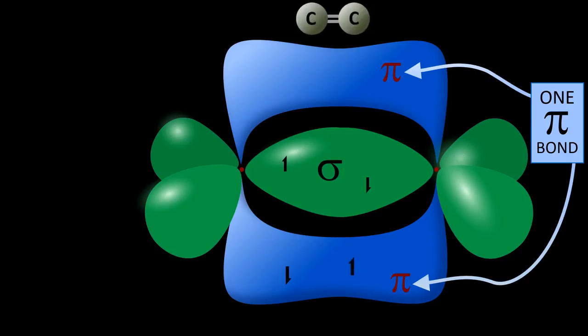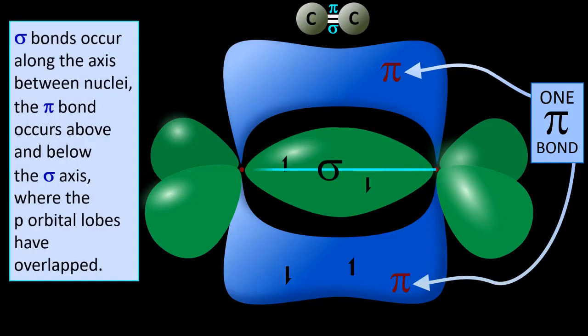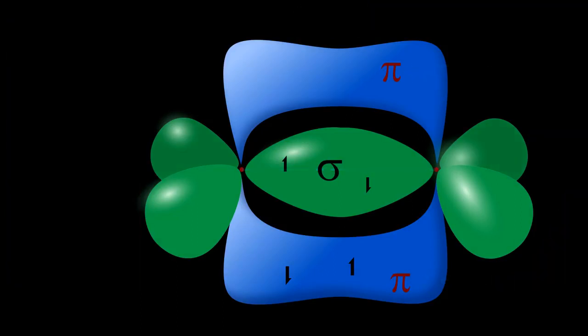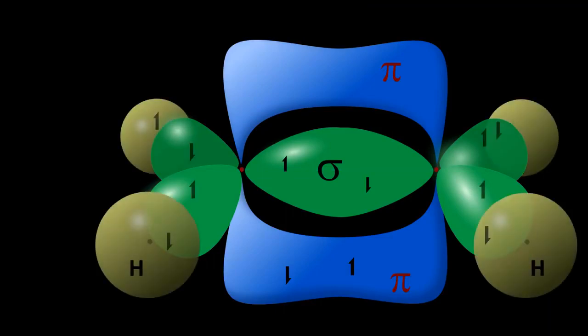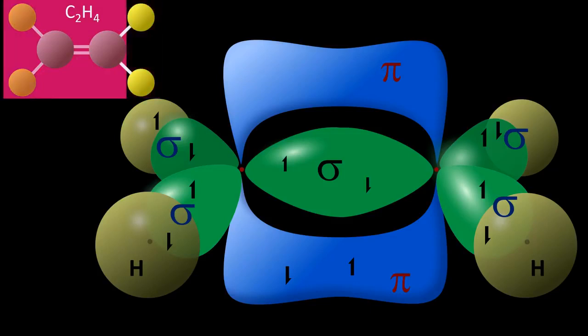The ball and stick model shows this double bond with 2 dashes. To summarize, sigma bonds occur along the axis between nuclei. The pi bond occurs above and below the sigma axis where the p orbital lobes have overlapped. The ethene molecule also bonds to 4 hydrogen atoms by overlapping with both carbons' other 2sp2 hybrid orbitals, creating 4 more sigma bonds. In the ball and stick model, we can readily see that each carbon has a trigonal planar geometry, and thus the whole molecule exists in a plane with the single pi bond above and below that plane.